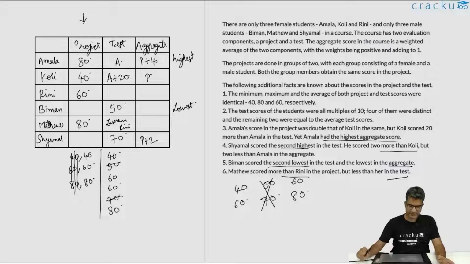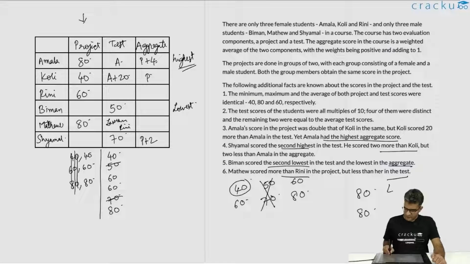Now if you look at who scored 80 in project, Amala scored 80, Matthew scored 80. But the highest aggregate belongs to Amala. This would imply that Amala has to score more than Matthew in test. If Amala scored 40 in test, there is no way she would score more than Matthew, because Amala scored 80 in project, Matthew scored 80 in project. If Amala scores 40, which is the lowest score in test, she cannot have the highest aggregate. So this case is not possible.